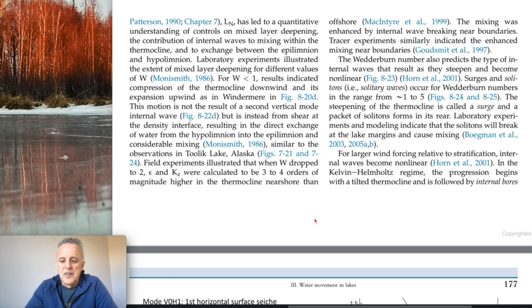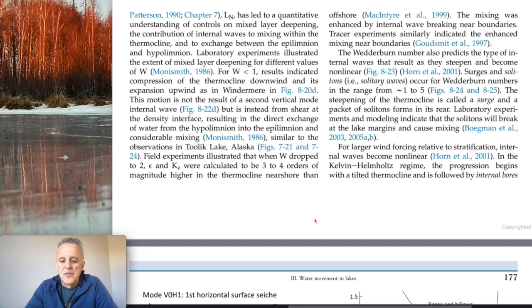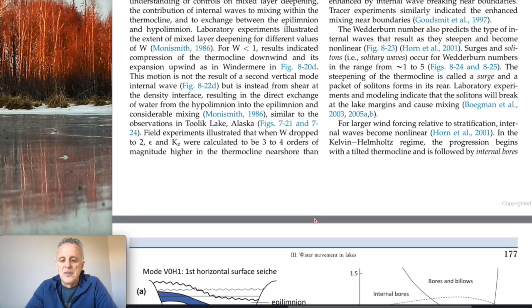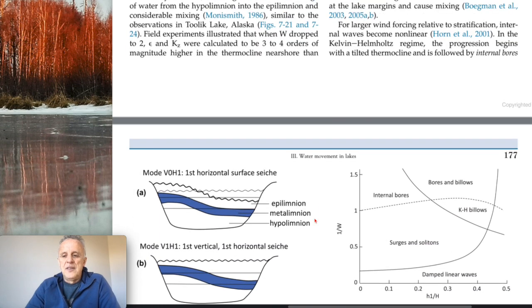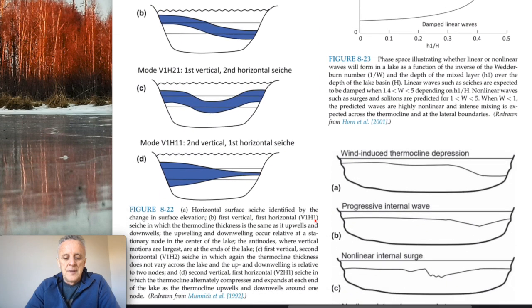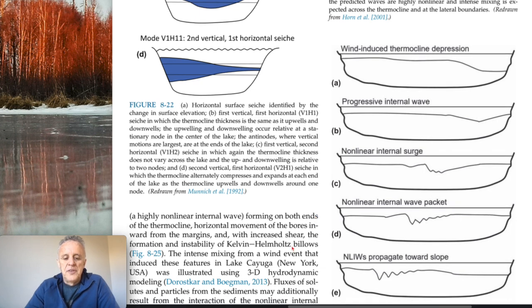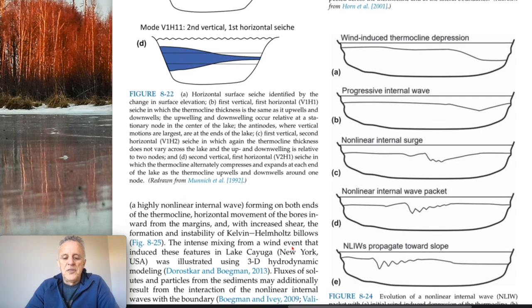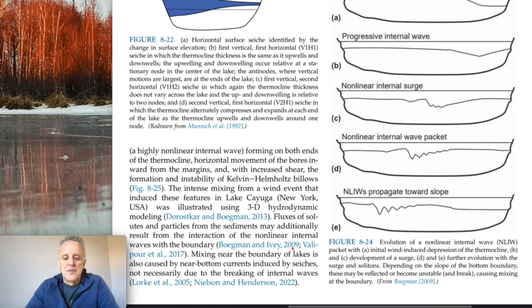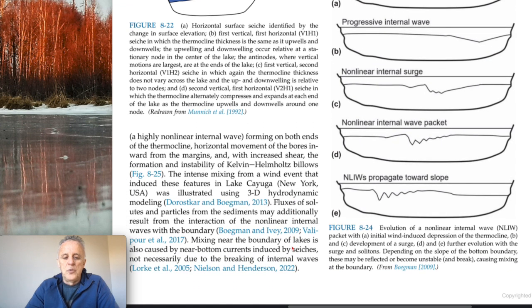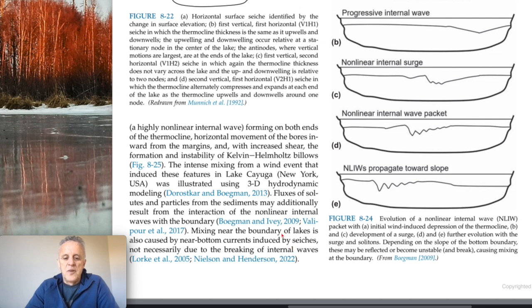For larger wind forcing relative to stratification, internal waves become nonlinear. In the Kelvin-Helmholtz regime, the progression begins with a tilted thermocline and is followed by internal bores, a highly nonlinear internal wave, forming on both ends of the thermocline, horizontal movement of the bores inward from the margin, and with increased shear, formation and instability of the Kelvin-Helmholtz billows. This intense mixing from a wind event that induced these features in Lake Cayuga was illustrated using 3D hydrodynamic modeling.